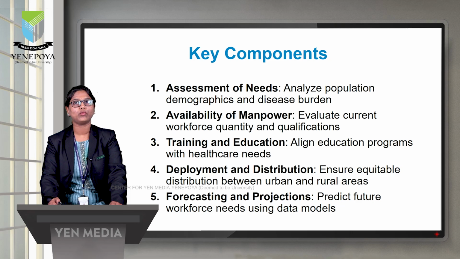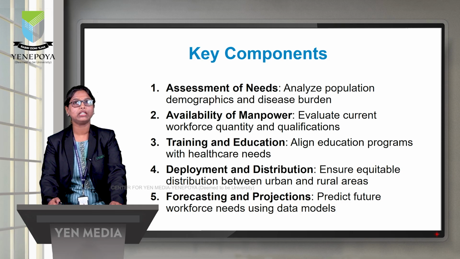Health manpower planning involves several critical components. Assessment of needs, that is, identifying the healthcare demands by analyzing population demographics, disease burden, and healthcare access. The next one is availability of manpower. Evaluate the current workforce quantity, qualifications, and competencies, considering the attrition rate, retirement, and the migration trends. Next is training and education.